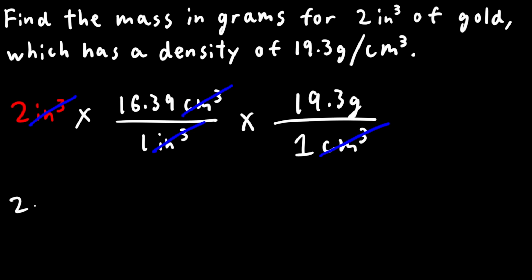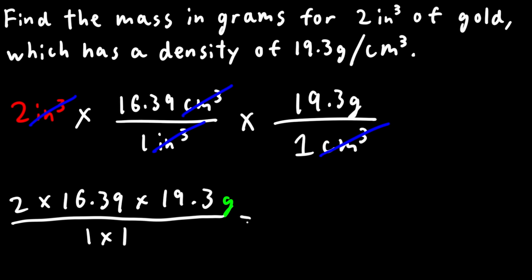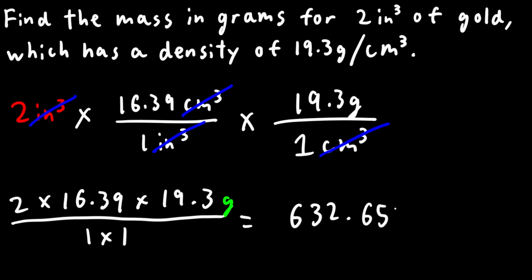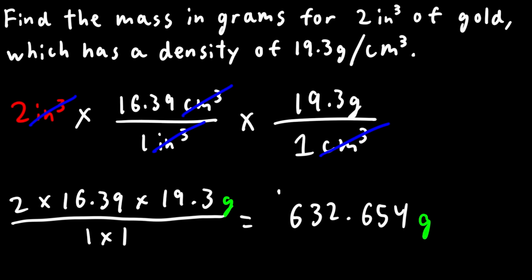Now we'll end up with 2 times 16.39 times 19.3 grams over 1 times 1. To solve for this, let's plug it into our calculators. You should get something along the lines of 632.654. So the mass for 2 cubic inches of gold is 632.654 grams. This is your final answer.